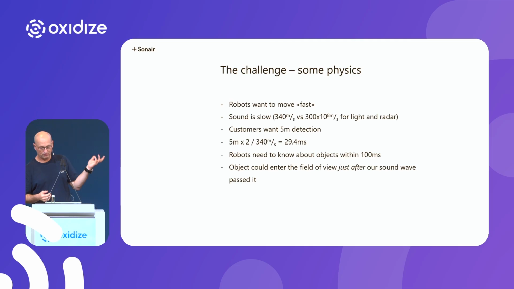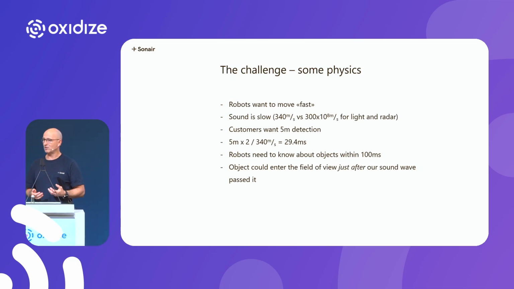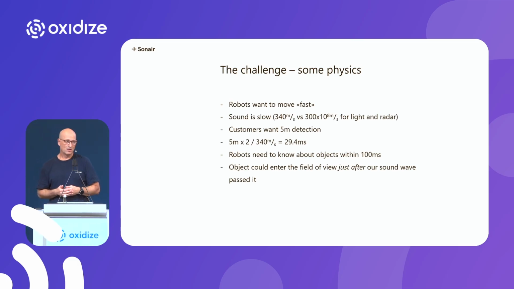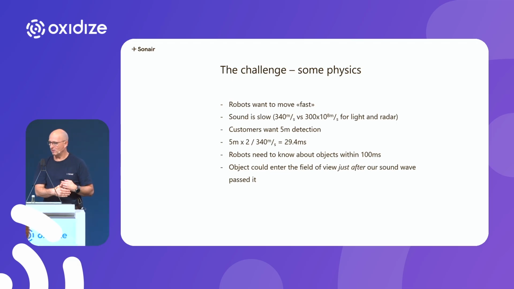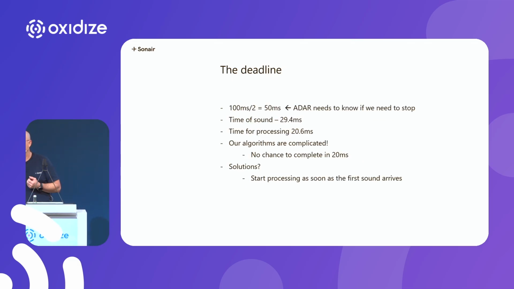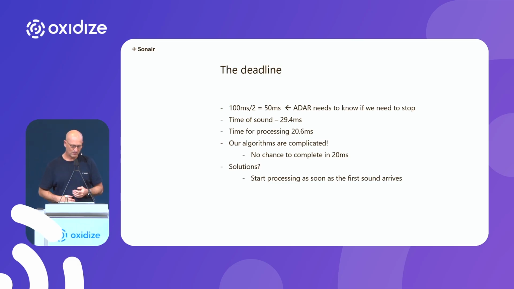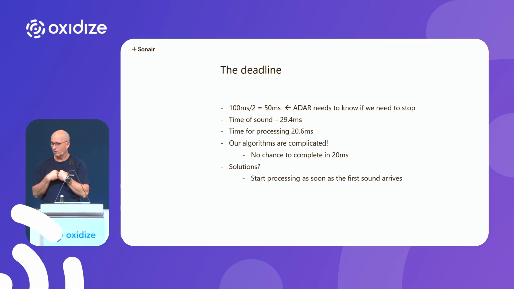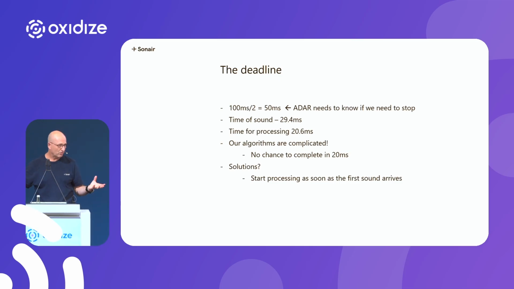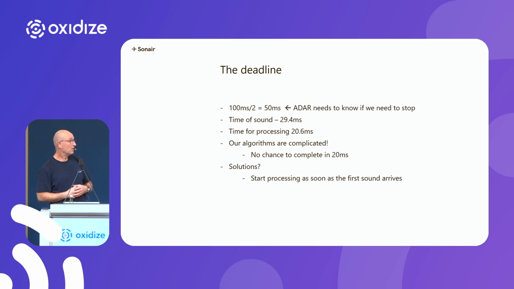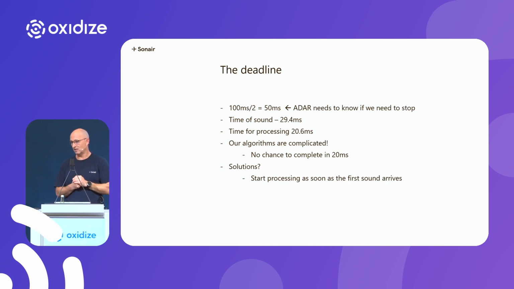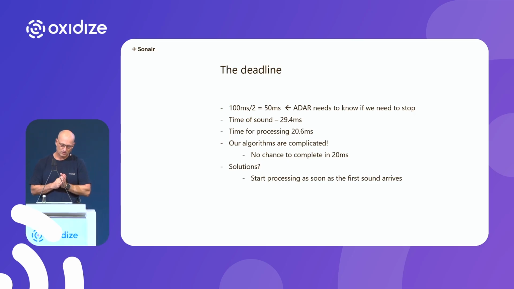And what we hear from the field is that they need to know if there's something there within 100 milliseconds. The problem is that the object can enter at the worst possible timing, so we need to divide those 100 milliseconds by 2. So that gives us a 50 millisecond heartbeat, by which time we need to know if we need to stop, in order to tell the system whether it needs to stop within 100 milliseconds. So time of sound, 29.4 milliseconds. That leaves us 20.6 milliseconds to do the compute, which is not a lot, because our algorithms are complicated. There's no way to complete them in 20 milliseconds.